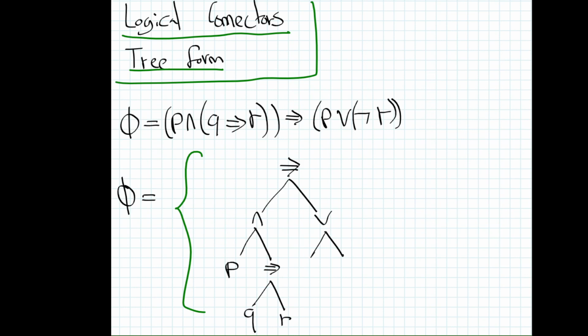Okay, so P. And then we have a simple negation. We have to follow the procedure, right? And we have a negation on the other side. And this leads to the R.